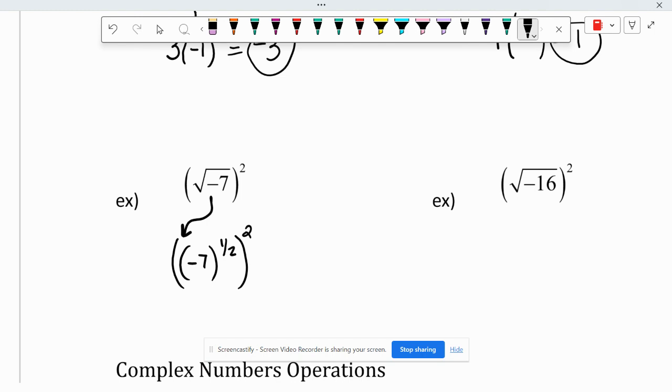But what is 1/2 times 2? Because the rule says you multiply exponents together. A power to a power, you multiply exponents. What is half of 2? So that's the same thing as saying -7 to the first power, which is just -7. That's why that works. Because the square root and something squared are inverses of each other.